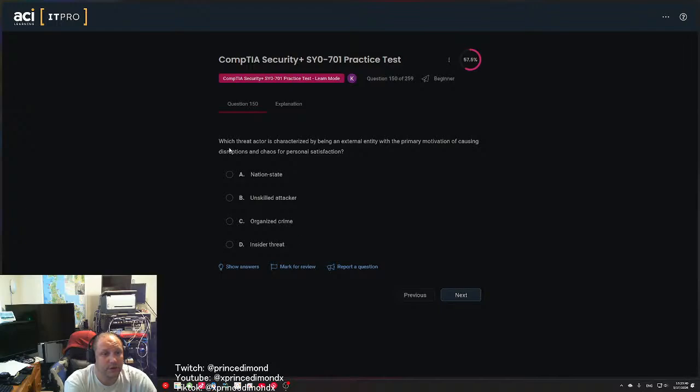And last one here. Which threat actor is characterized by being an external entity with the primary motivation of causing disruptions and chaos for personal satisfaction? Yeah, that's going to be an unskilled attacker. Just a script kiddie going out there wreaking havoc.